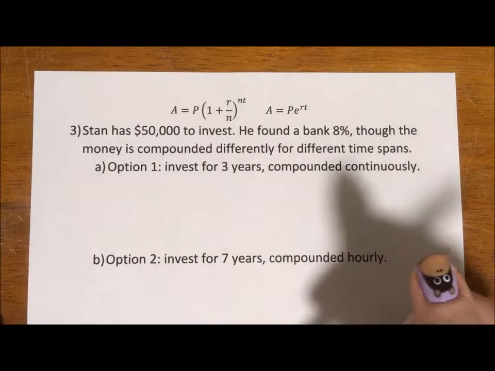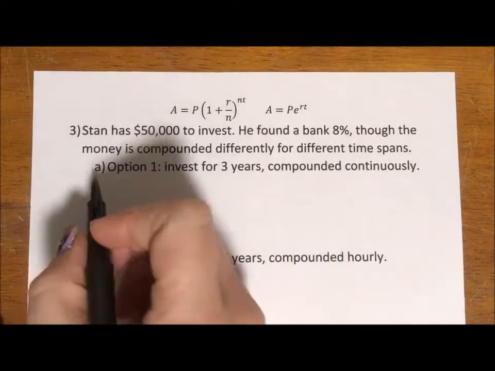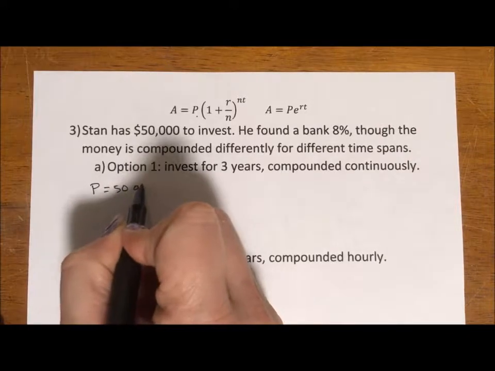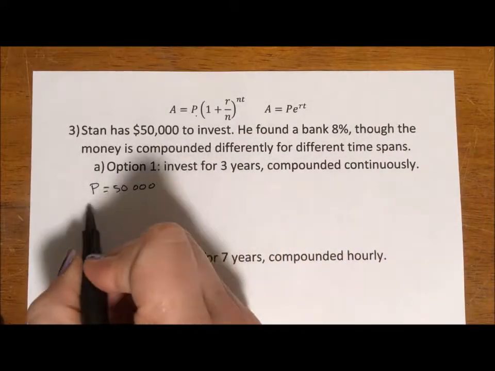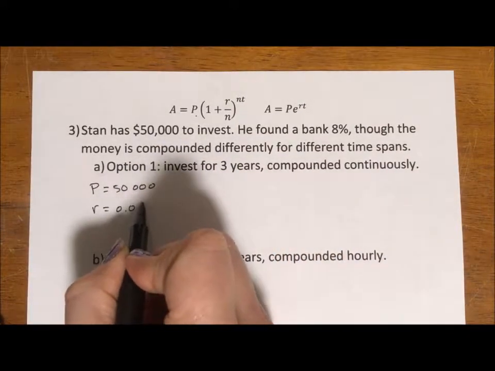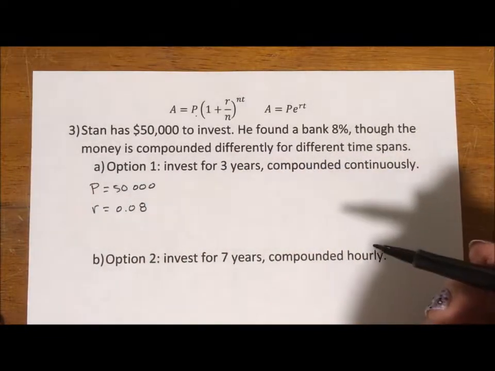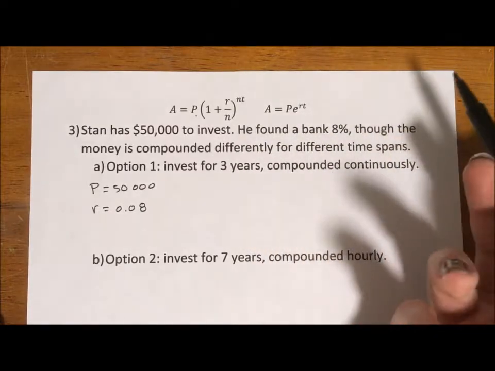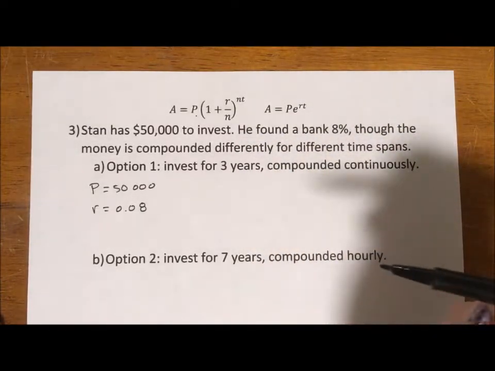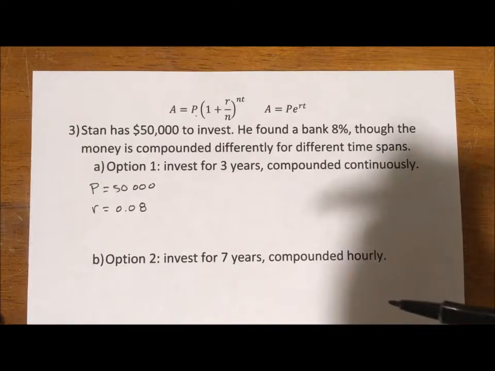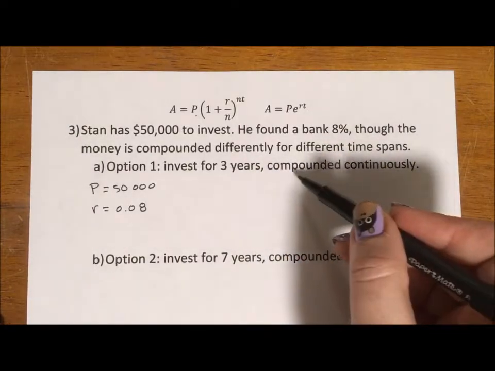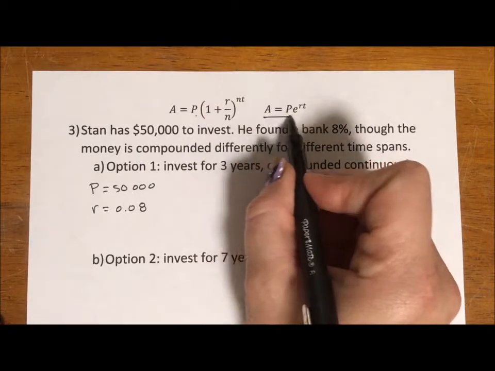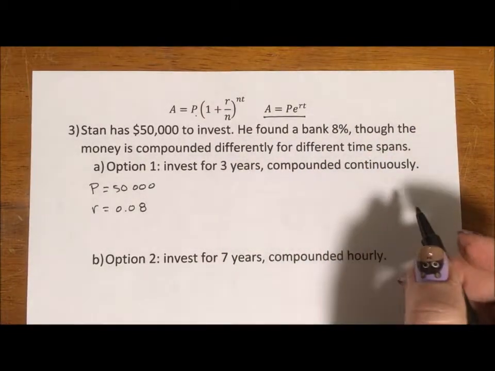So for each option we have, Stan's P, the principal amount that he invests, is $50,000. That's constant. The rate is 0.08. That's 8% divided by 100. That's constant. What's going to change is the N and the T. N stands for the number of times the money is compounded a year. So in this case, it's compounded continuously, so we don't have an N. We actually use this second equation.